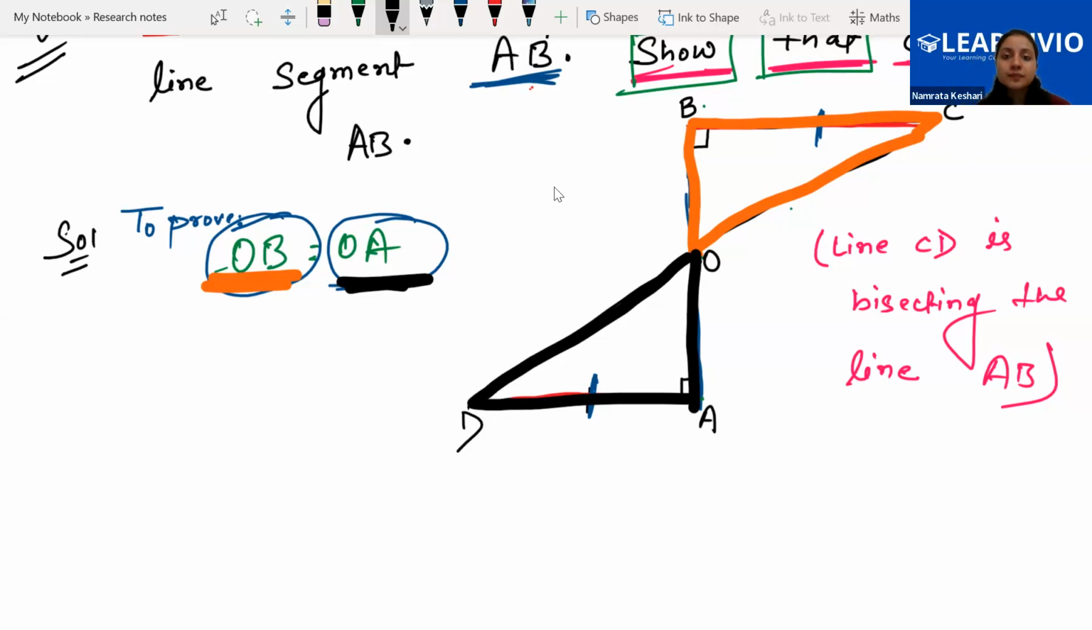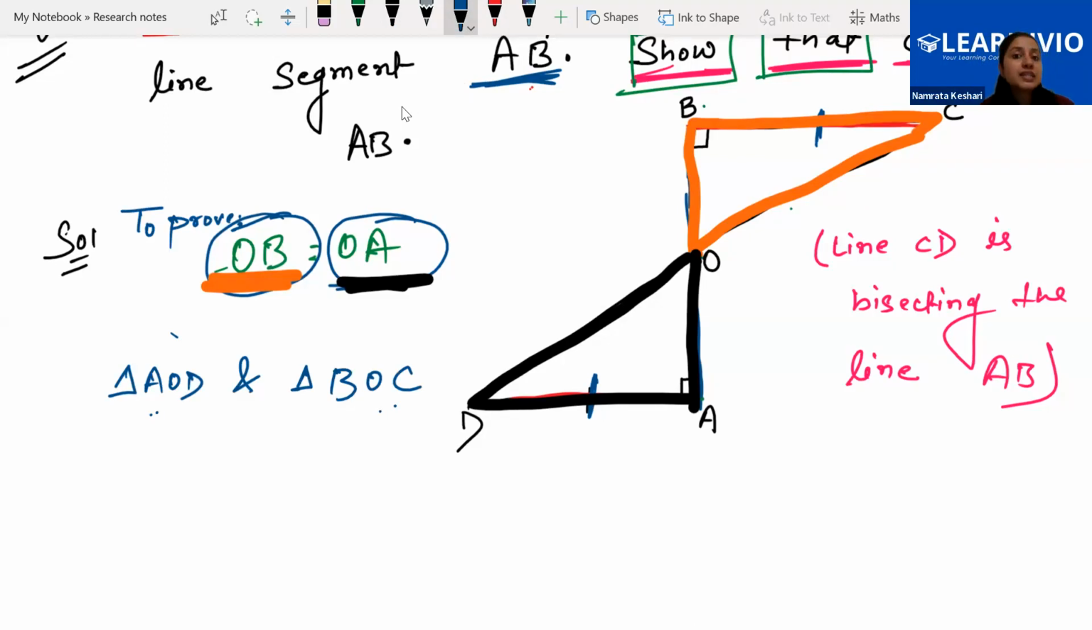Okay. Now how do we proceed? We write the name of the triangles. Anyway, you just write the name. So triangle is AOD and triangle is BOC. I'm not specific with the name here. I have just written a black triangle and an orange triangle. AOD is the black one and BOC is the orange color triangle.